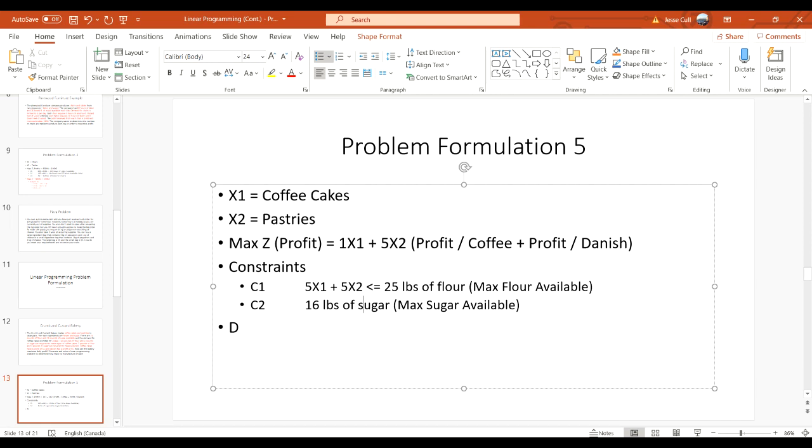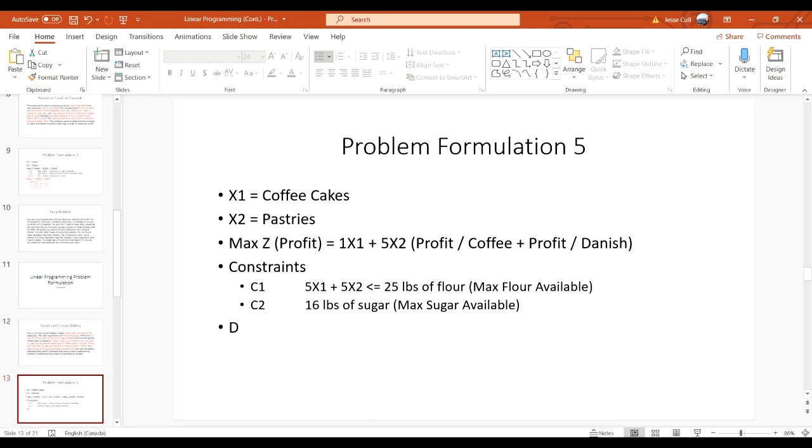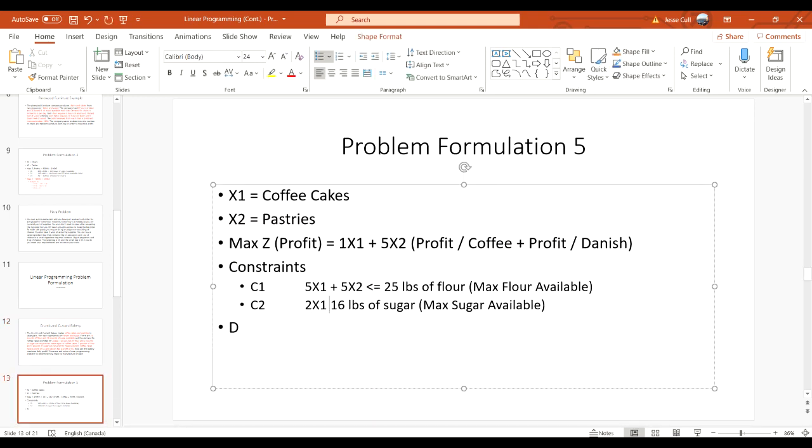And then we have to check how much sugar is used for each. So we have 2 pounds of sugar for a coffee cake, so 2x1, and 4 pounds of sugar for a Danish, 4x2. So 2x1 plus 4x2 less than or equal to 16 pounds of sugar. These are our first two constraints.